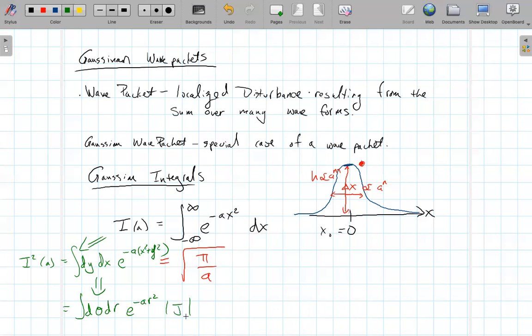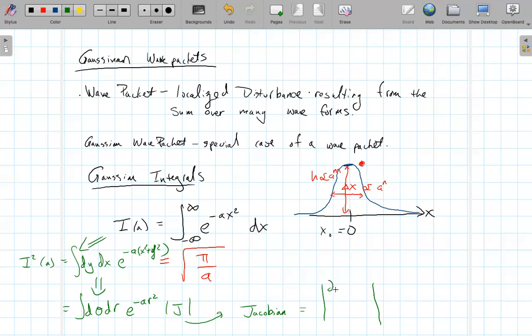So J here is then the Jacobian. The Jacobian is basically just equal to the determinant of a matrix, which tells you how to transform from one coordinate system to another coordinate system. So here we're going from XY, Cartesian coordinates, into plane polar coordinates. Let's try to remember which way this works.